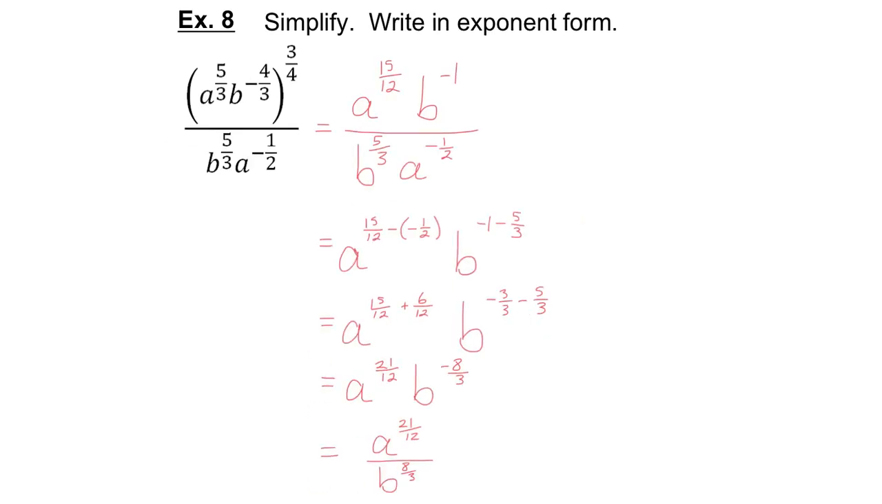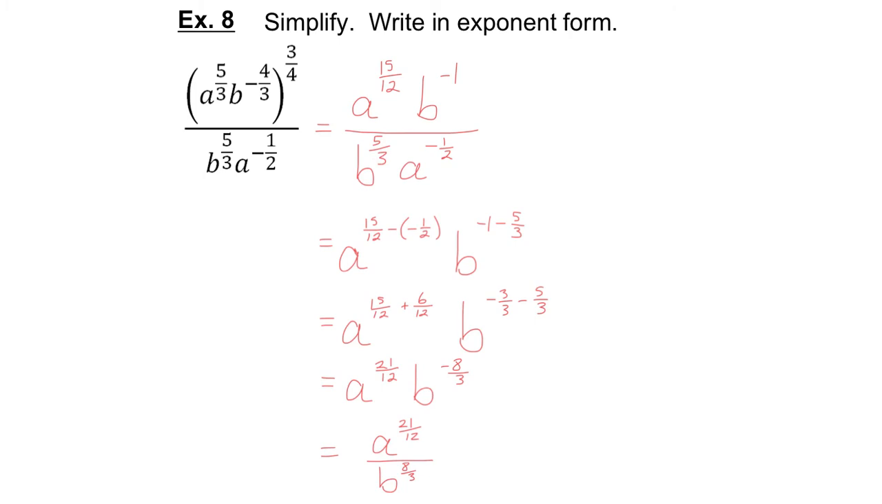So this is how I attacked this problem. Here I have power of a power, so multiply the exponents. 5/3 times 3/4. 5 times 3 is 15 in the numerator. 3 times 4 is 12 in the denominator. Do the same here: b to the exponent -4 over 3 to the exponent 3 over 4. -4 times 3 is -12. 3 times 4 is 12. So I have -12 over 12, which is just -1. I left the denominator the same for now.